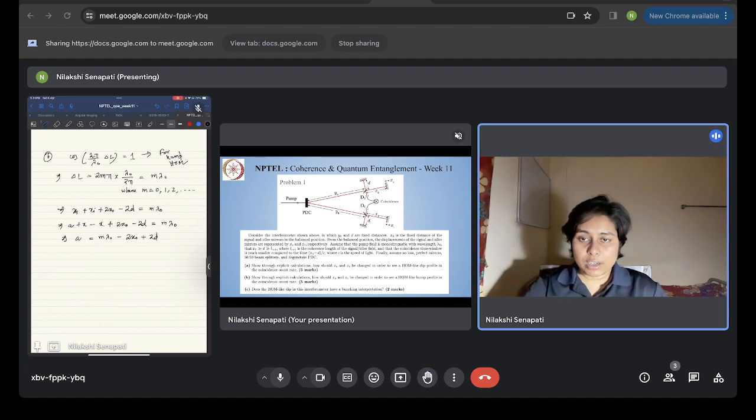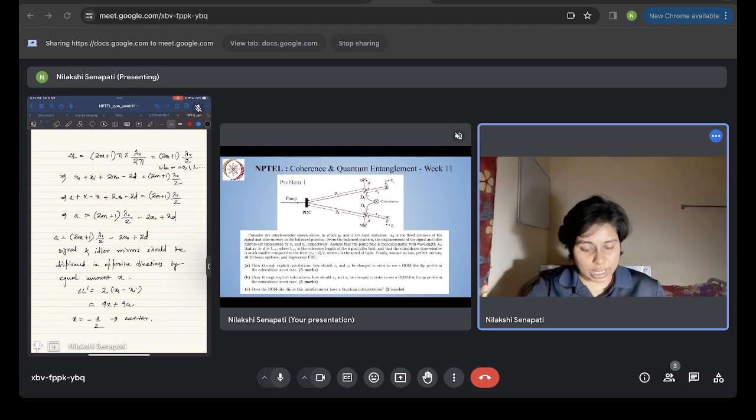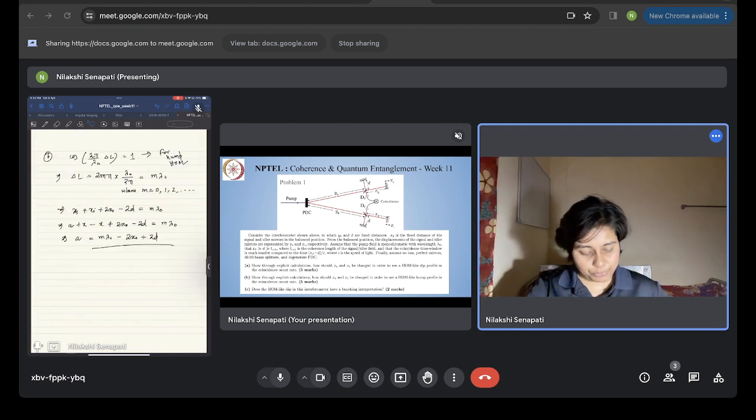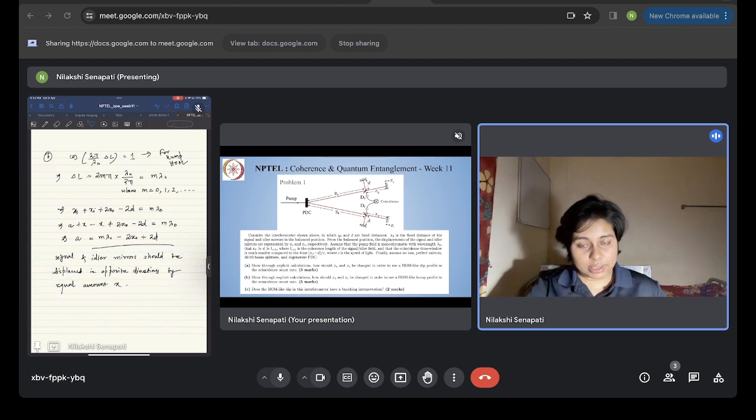So, in order to observe a Hong-Ou-Mandel like hump profile, the signal mirror should first be displaced from the balanced position by an amount a equal to m lambda 0 minus 2x0 plus 2d, and then both the signal and idler mirrors should be displaced in the opposite direction by an equal amount x. This is the constant. One minute, let me copy paste this also there. This is the second condition.